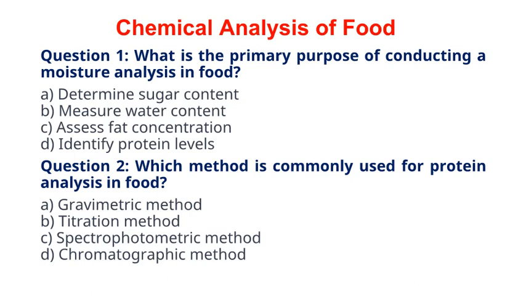Question 2. Which method is commonly used for protein analysis in food? A. Gravimetric method. B. Titration method. C. Spectrophotometric method. D. Chromatographic method. The correct answer to question 2 is option C. Spectrophotometric method. Explanation. The spectrophotometric method is commonly employed for accurate protein analysis in food.